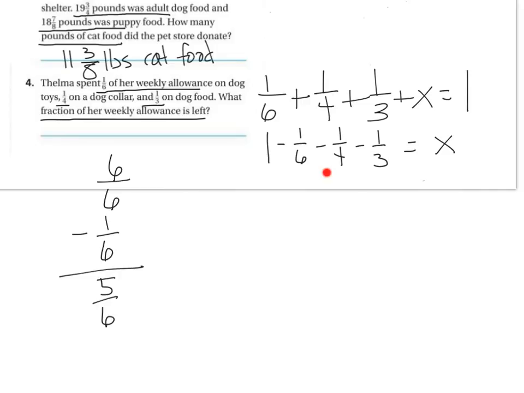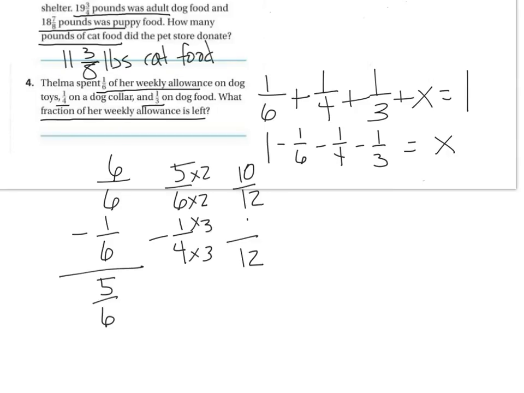I'm going to go to my next number that I need to subtract. I have 5/6 minus 1/4. I need to find a common denominator for this one. I know that 6 and 4 have 12 as a common multiple. 6 times 2 equals 12. 5 times 2 equals 10. 4 times 3 equals 12. So 1 times 3. 1 times 3 would be 3. So 10 minus 3 is 7 over 12.